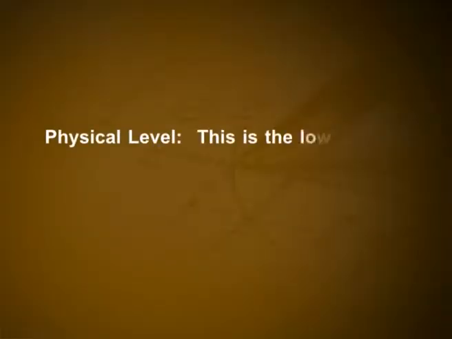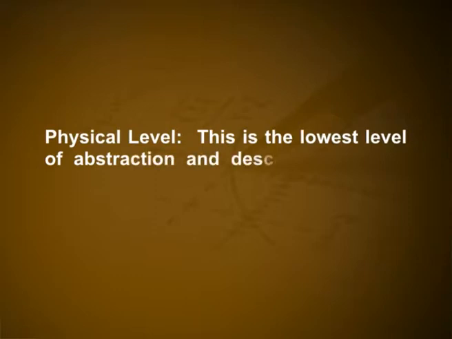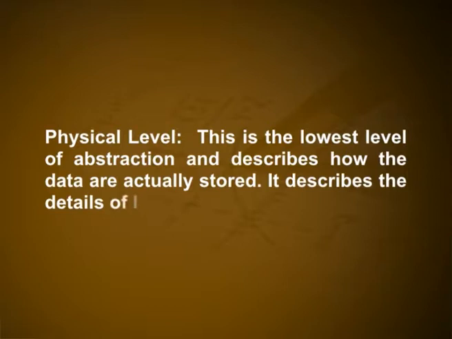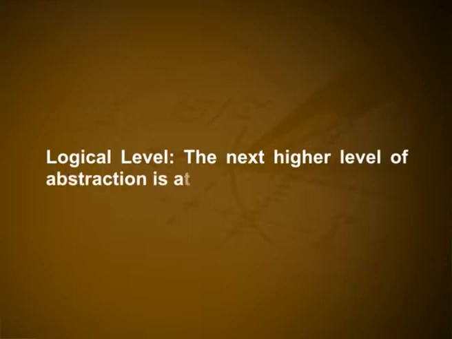There are different levels of abstraction as far as the users of the database systems are concerned. Physical level. This is the lowest level of abstraction and describes how the data are actually stored. It describes the details of low level data structure. Logical level. The next higher level of abstraction is at logical level. It describes what data are stored in the database and what the relationships among those data are. Database administrators use the logical level of abstraction because they decide what information to keep in the database.